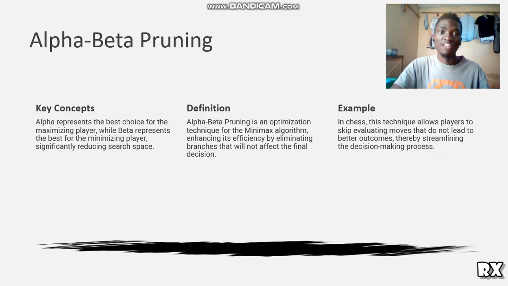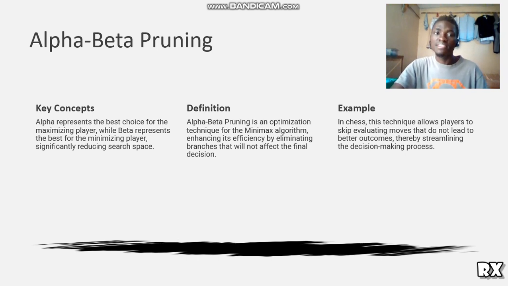So alpha-beta pruning is a technique for optimizing the minimax algorithm. Alpha represents the best choice for the maximizing player, while beta represents the best choice for the minimizing player, significantly reducing the search space. So alpha is the best decision of player X, who is the maximizer, and beta is the best decision of player Y, who is the minimizer.